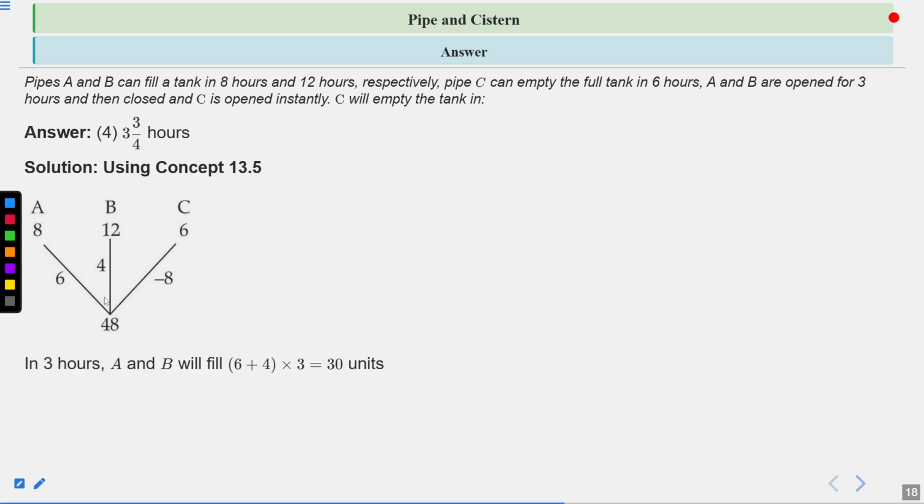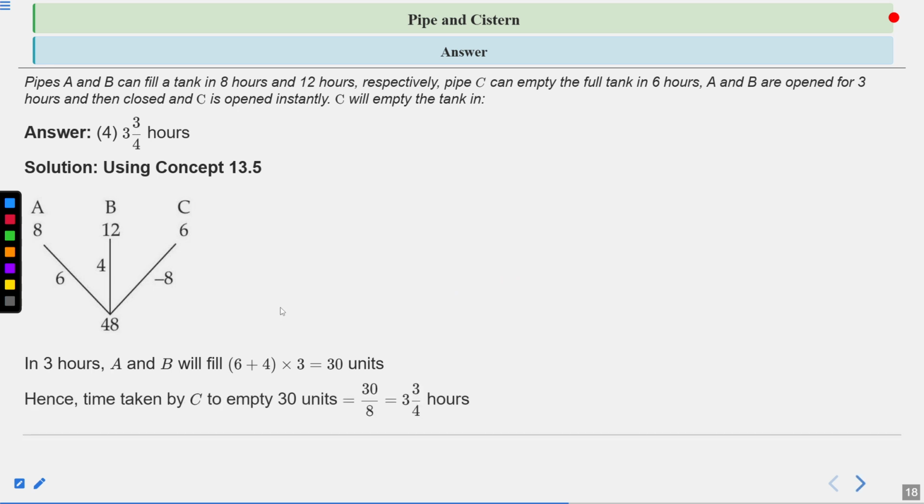Now the question says that A and B fill the tank for the first 3 hours. So in 3 hours they will fill (6 + 4) multiplied by 3, so they will fill 30 units of the tank in the first 3 hours. After that, the time taken by C to empty the 30 units, because the efficiency of C is 8 units, we just divide 30 by 8, so we get 3 and 3 by 4 hours. So the fourth one is the correct answer of this question. Next one.